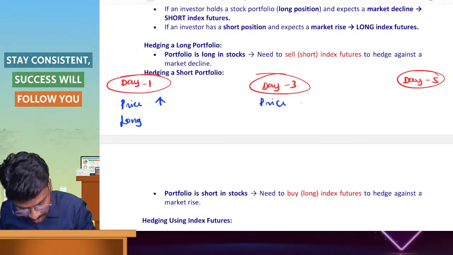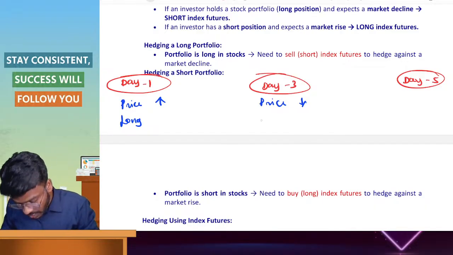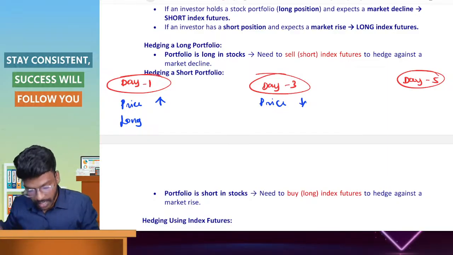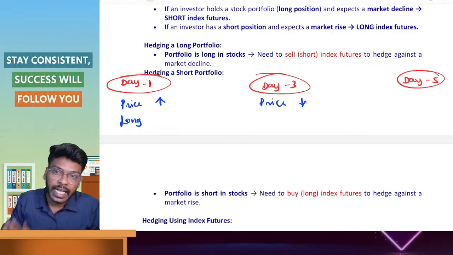My expectation changes on day 3. So I will take an opposite position. I had a long position earlier on day 1. On day 3, I will take a short position to mitigate my losses.